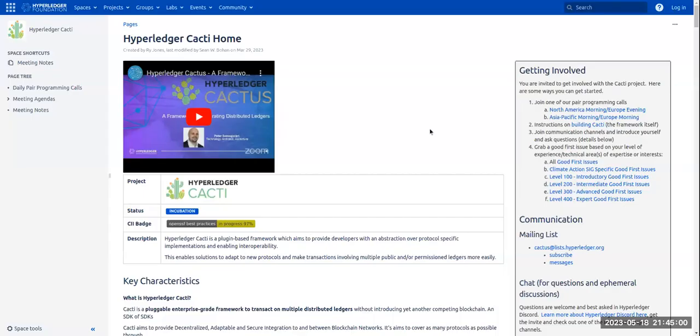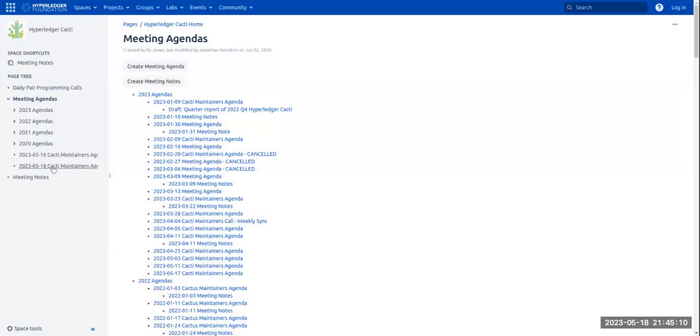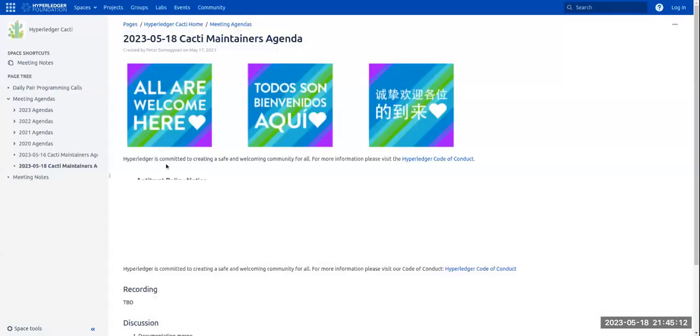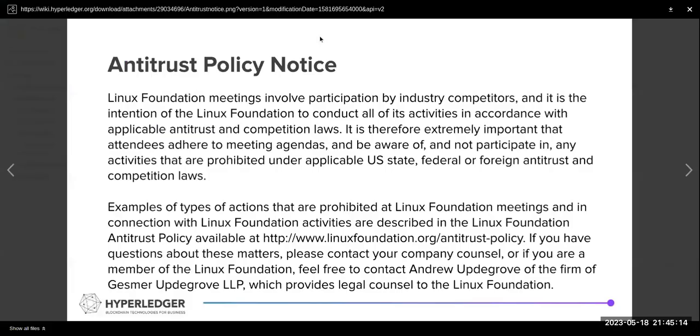Give me 1 second. I will do the screen share. Meeting agendas. Can you see my screen? Yes.